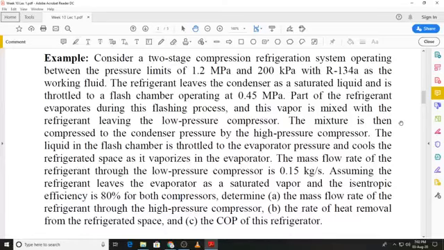And then we are asked to find out the mass flow rate of the refrigerant through the high pressure compressor, the rate of heat removal from the refrigerated space, and the COP of this refrigerator.